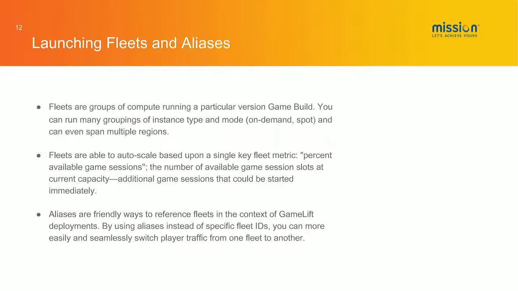Alrighty, fleets and aliases. So I mentioned before, but fleets are essentially just pools of compute. They're each equivalent to an auto-scaling group, and in fact, each fleet has its own auto-scaling settings which can be adjusted for the fleet. You can run them in multiple different types and modes. So you could have one fleet that's running C4 large and another fleet that's running C4 2x large. So you can run different sizes of servers depending on each fleet.